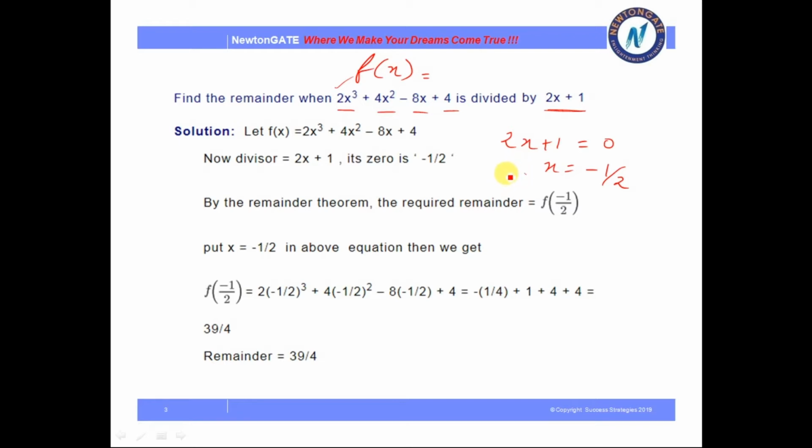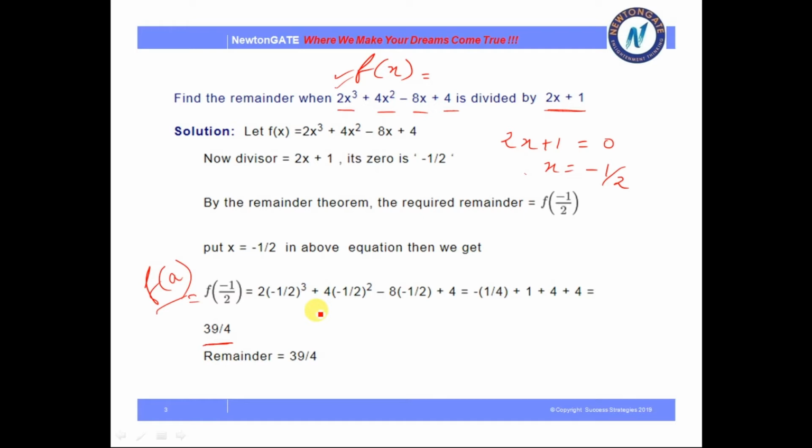By the remainder theorem, what do we need to find? We need to find f of a, that is our remainder. So f of a is equal to f of minus 1 by 2, that is equal to 2 into minus half whole cube plus 4 into minus half whole square minus 8 into minus half plus 4. That gives us 39 by 4. So when our polynomial is 2x cube plus 4x square minus 8x plus 4, and our divisor is 2x plus 1, the remainder is 39 by 4. So we can say that f of x when divided by 2x plus 1 leaves a remainder 39 by 4.